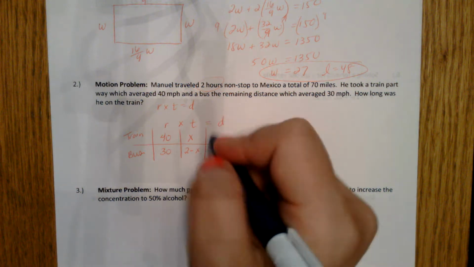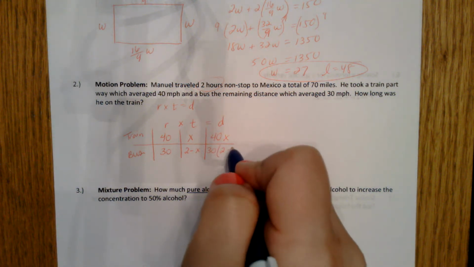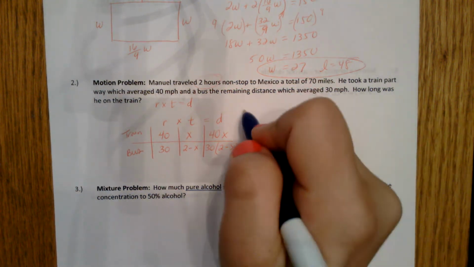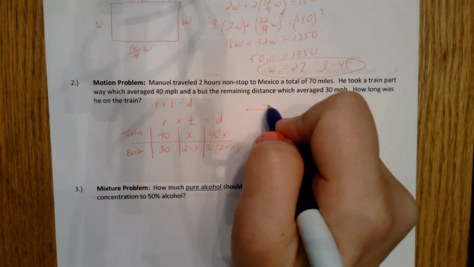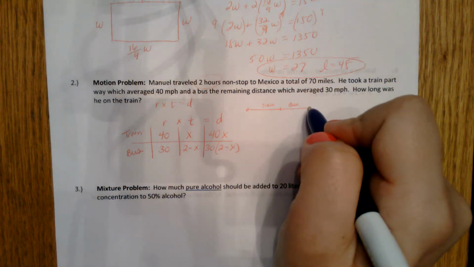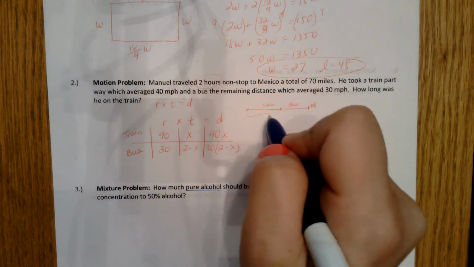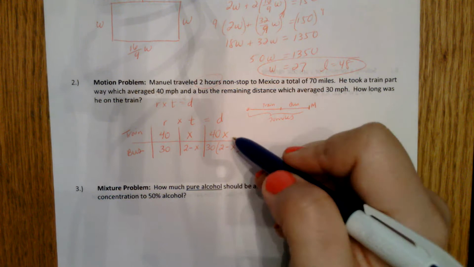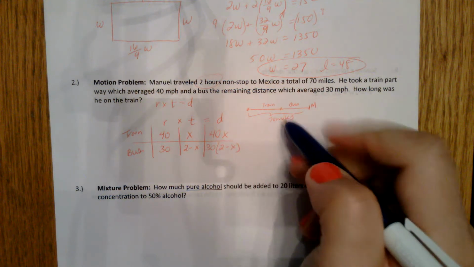Now multiply these across. 40X, 30 times 2 minus X. And then let's talk about distance real quick. So if here's Manuel and he travels by train, and then from here he hops on a bus, and then here he hits Mexico, we do know the total distance is 70 miles. So we know that this part plus this part would make 70.